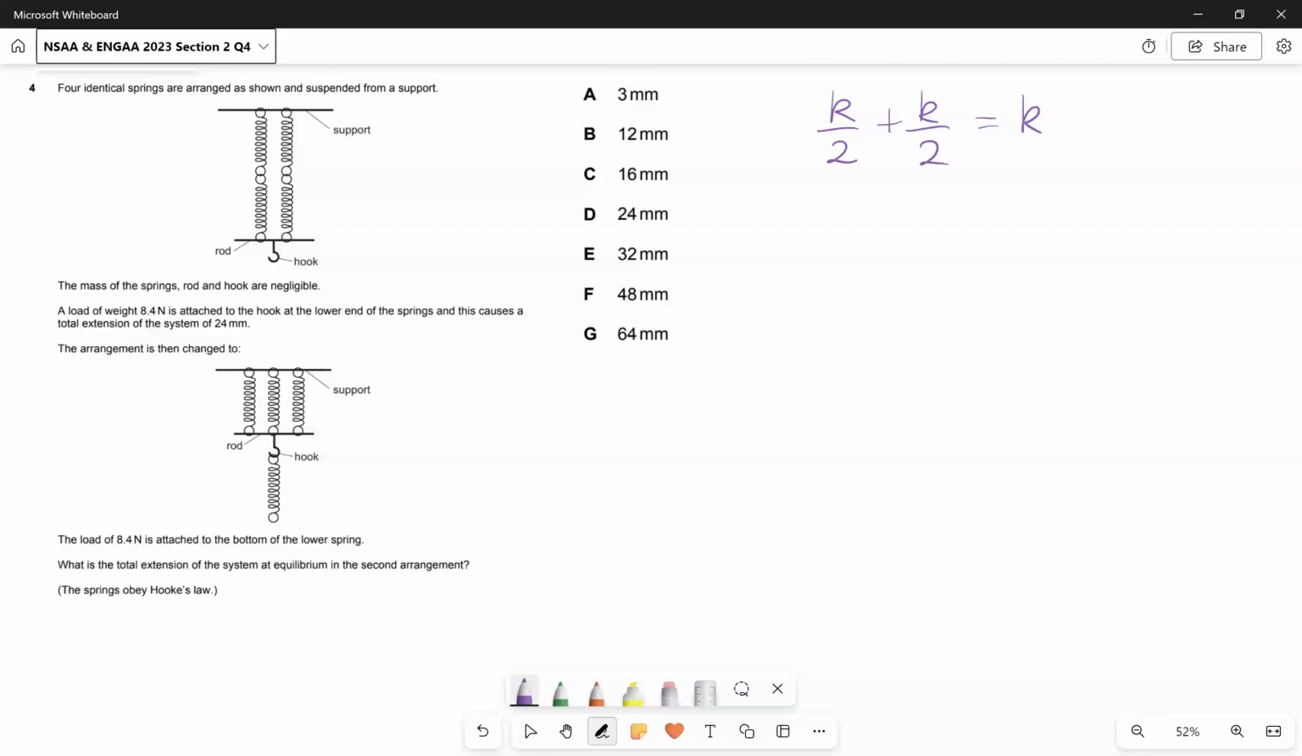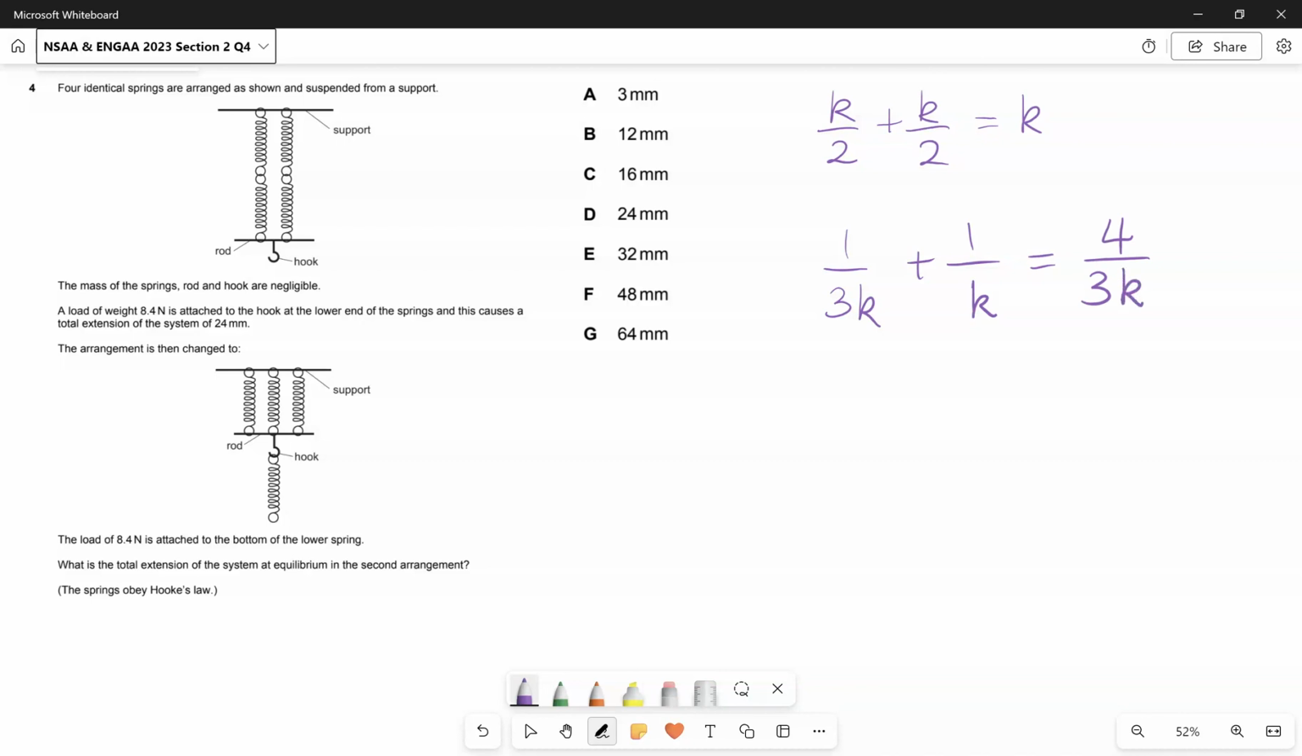We have the 3 springs in parallel. So this will give us a 3K. But then this is in series with a K. So we'll need a 1 over 3K plus a 1 over K. This gives us a 4 over 3K.